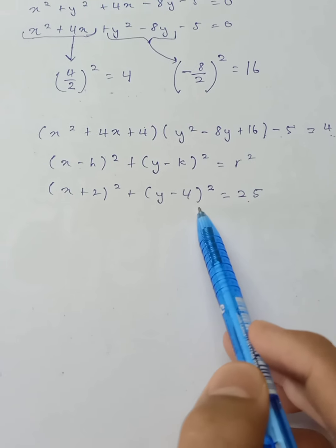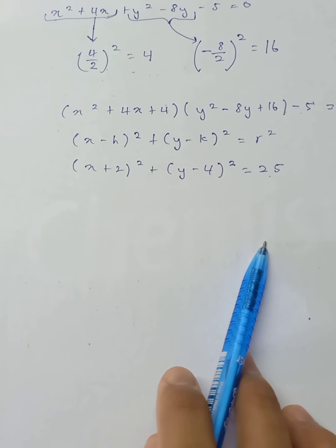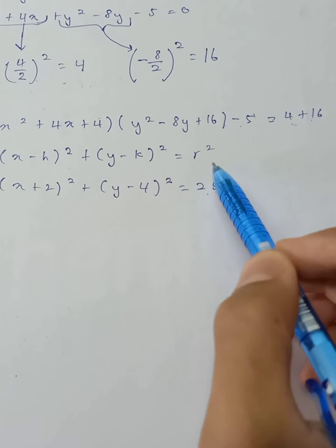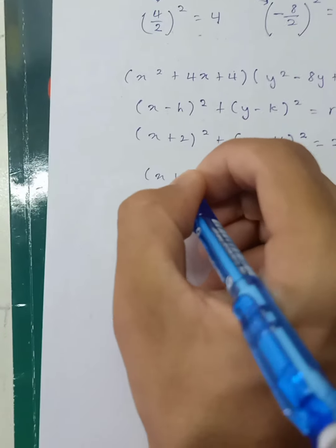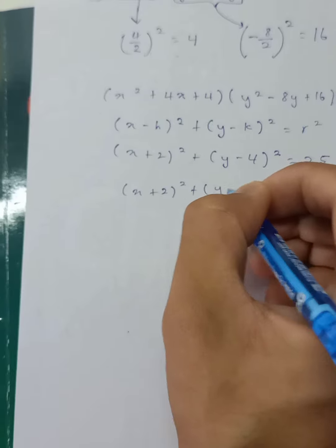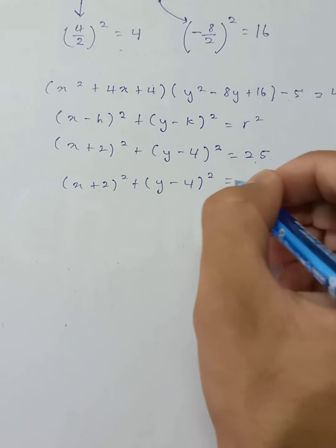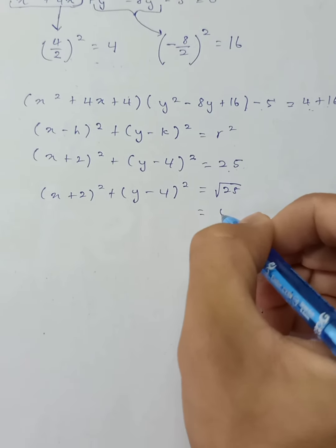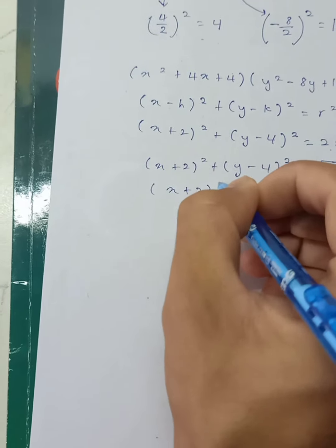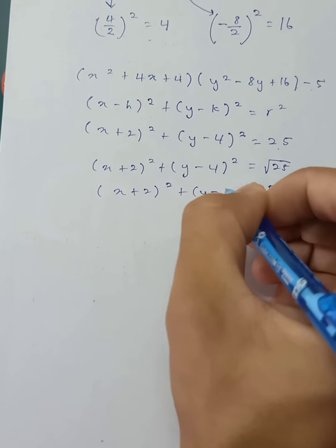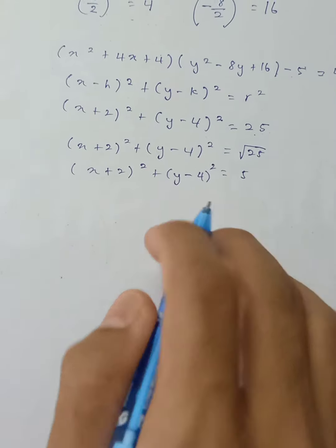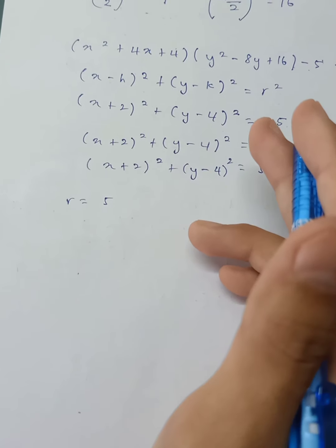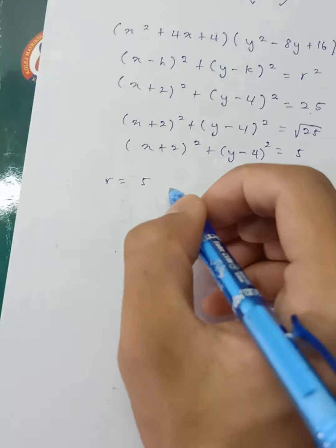Okay, so next, we need to find what we wanted to find before, that is r. So we know this is r squared. So we need to find r. We write again, x plus 2 squared plus y minus 4 squared equal to r squared, the square root of 25 is 5. Okay, so we get r equal to 5. Let's find the coordinate of center C.